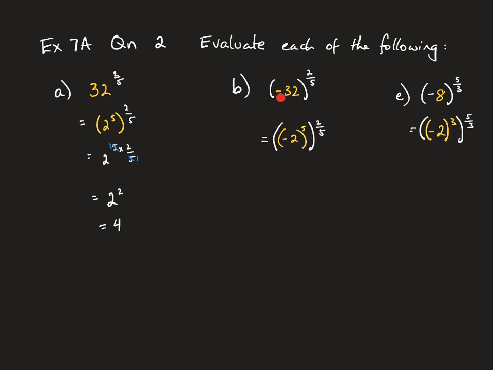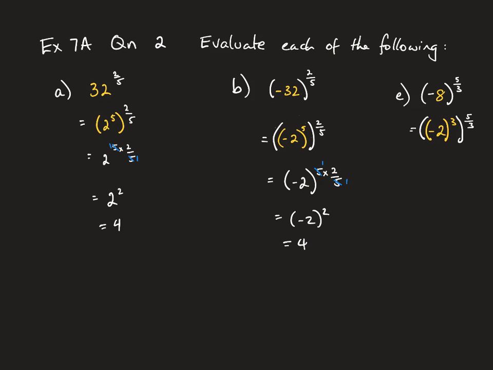In the second example, I've written minus 32 as minus 2 to the power of 5. So if you do minus 2 to the power of 5, you get minus 32. Again, using your index laws, the powers will multiply and cancel so that you get minus 2 all squared to give you 4.